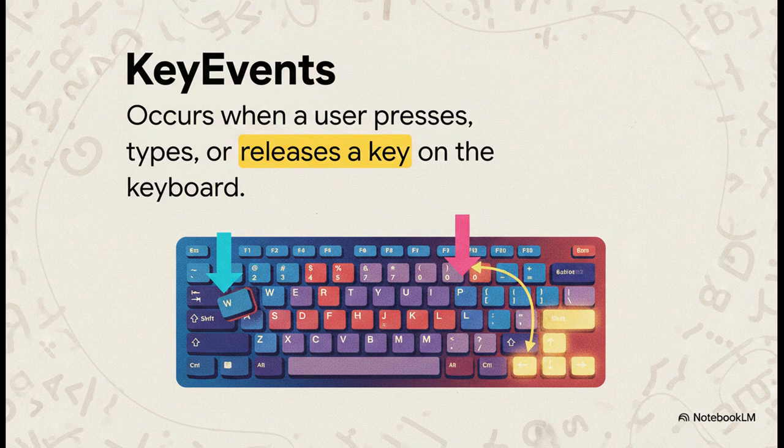And then you've got your key event. This is everything to do with the keyboard. Every single time a key goes down, that's one event. When it comes back up, that's another. It's how your computer knows the difference between typing an A and holding down Shift to type a capital A.